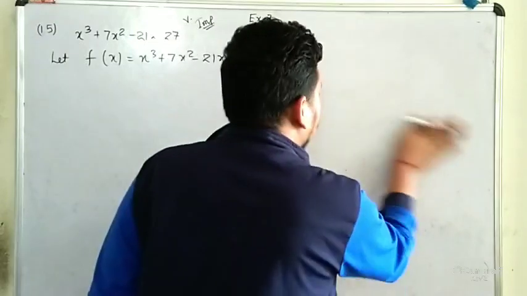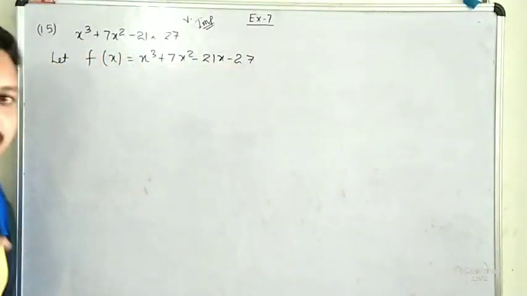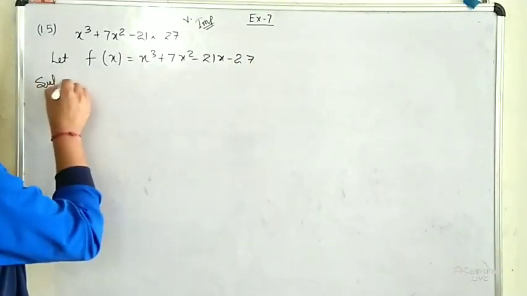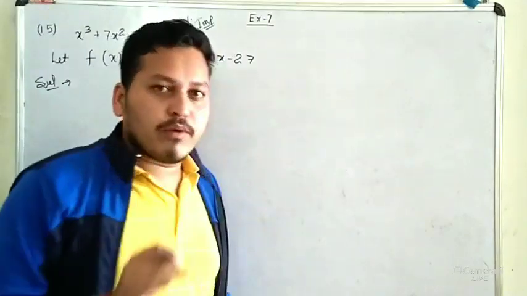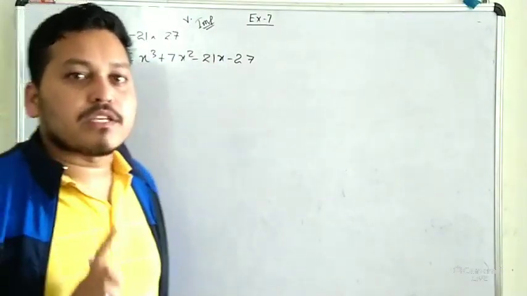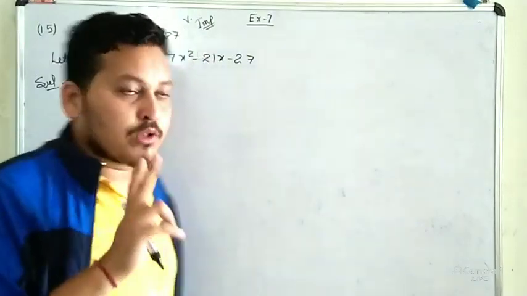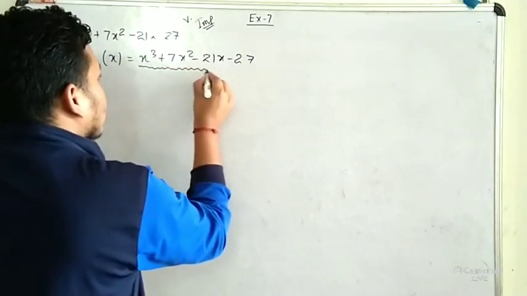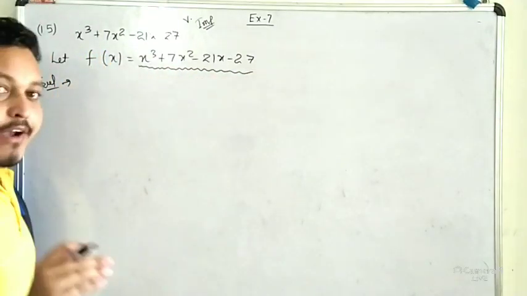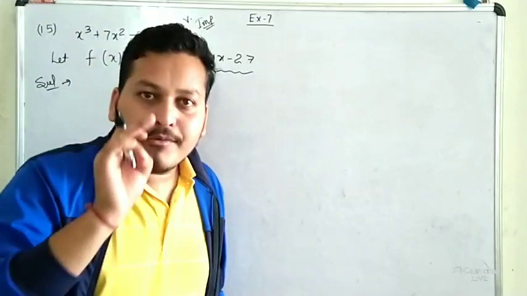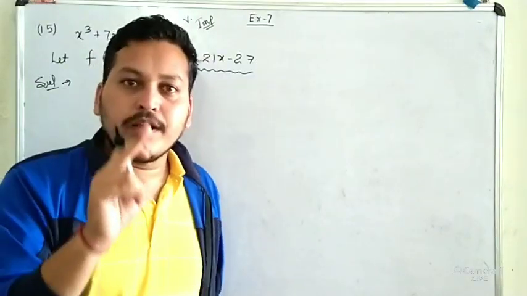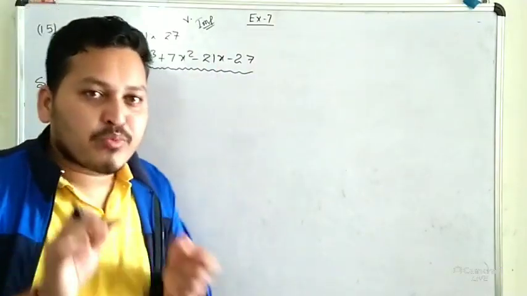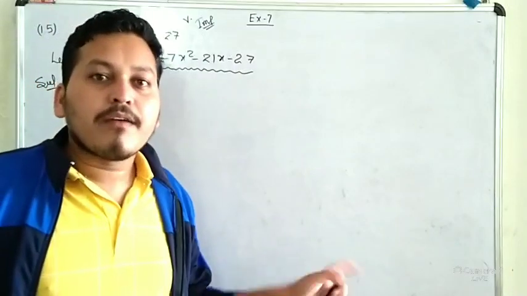Same here, we have to find the factors of the given expression by using the remainder theorem. There are two methods to find the factor of the given equation, and the first step is applicable for both methods. Here we have x cube plus 7x square minus 21x minus 27. In our previous questions, one factor was given, but in this case nothing is given, only the algebraic expression is given. कोई factor given नहीं है, कुछ नहीं given है.